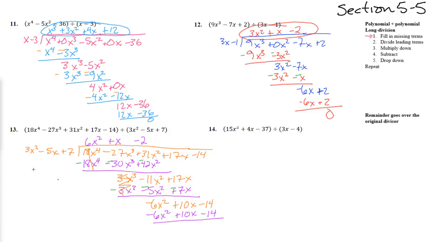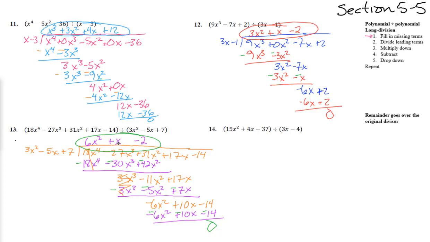Whoa, what just happened? Subtract everything and we're left with 0, 0, 0. No remainder. That means there's our answer right there. Excellent. Cool. All right, let's go on to the next one.